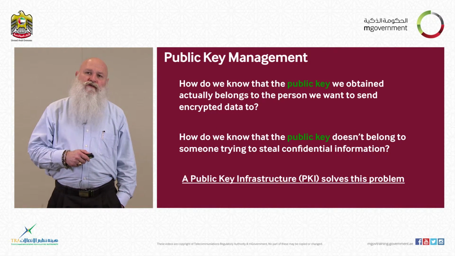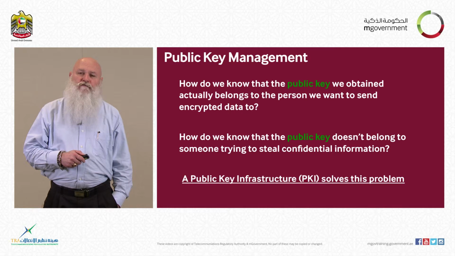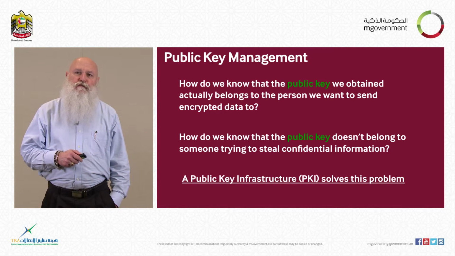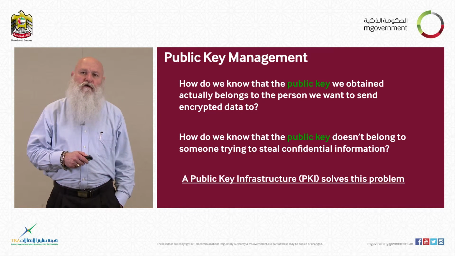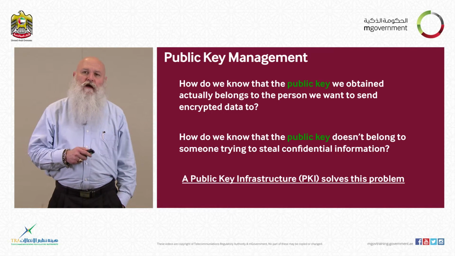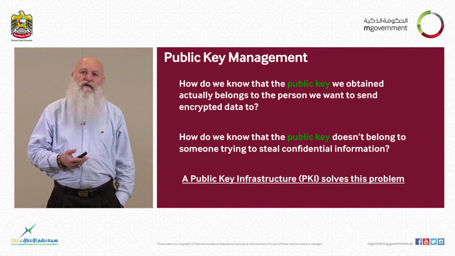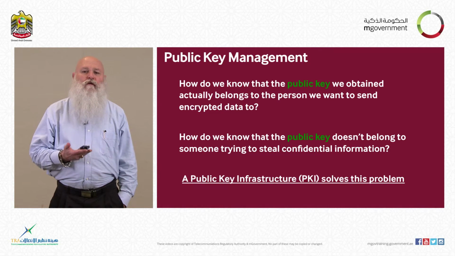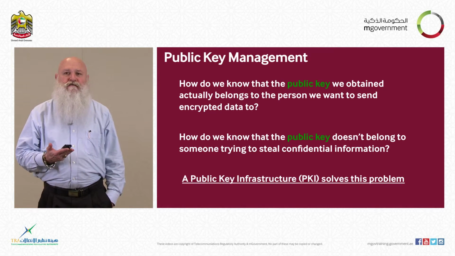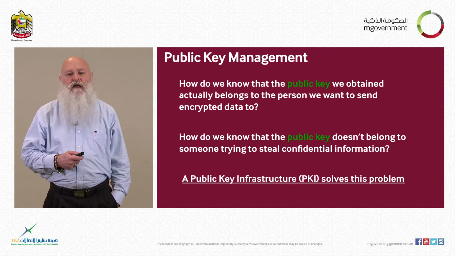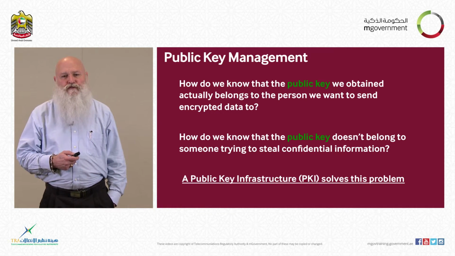So, if we are using an asymmetrical cipher, the distribution of the public keys becomes a critical resource. How do I know whose public key I have in my hand? We answer this question of the identity of the public key through a public key infrastructure.